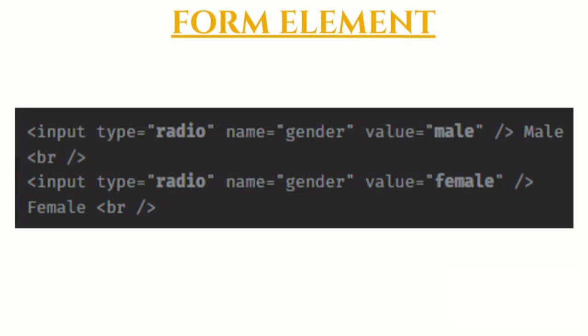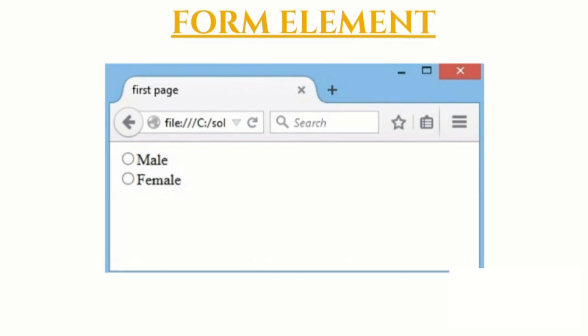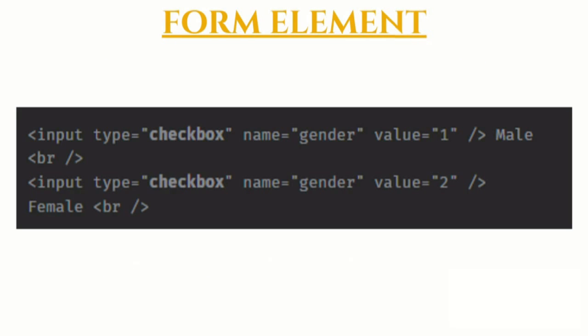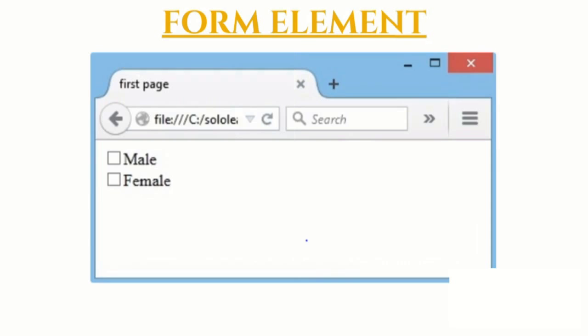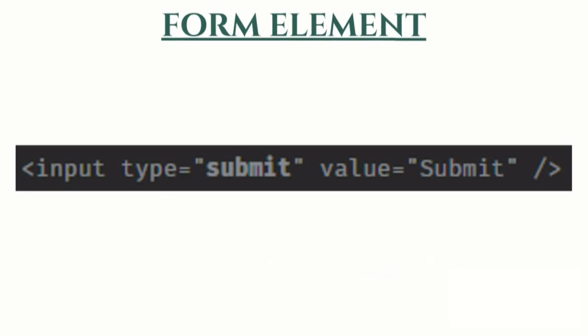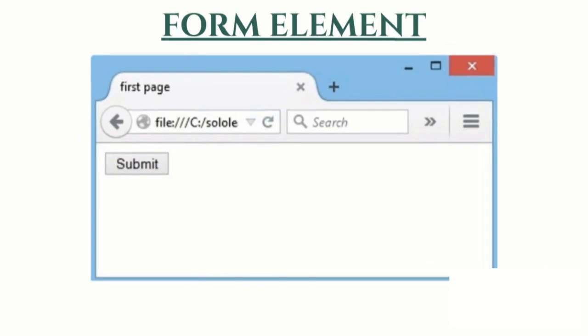If we change the input type to radio, it allows the user to select only one of a number of choices. The type checkbox allows the user to select more than one option. The submit button submits a form to its action attribute.